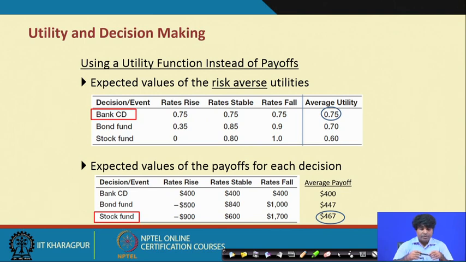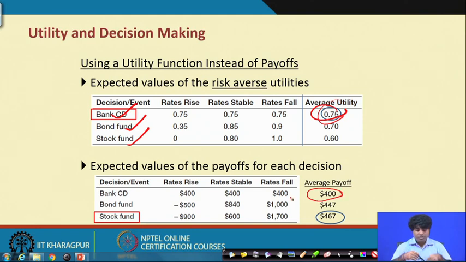So, we have again a kind of problem where we have 3 different alternatives: the bank CD, bank bond fund, then stock fund, as per the previous examples. Again we have outcomes corresponding to rate increase, stable rate and rate decrease, and then we can find the average utility and the maximum of average utility. Similarly, if we apply the expected value concept, then again we can find an average payoff corresponding to the particular probability, and then we have to take a decision which can give a more effective result.